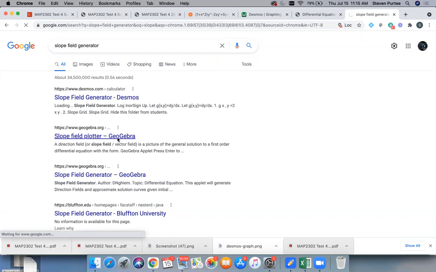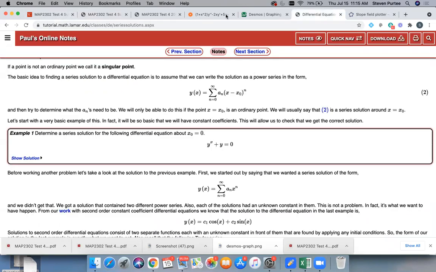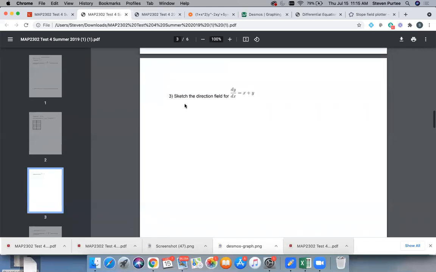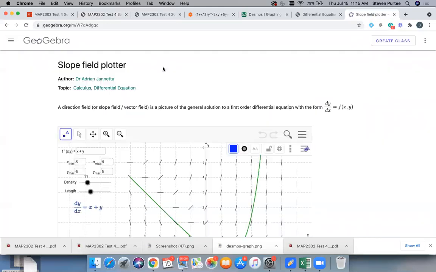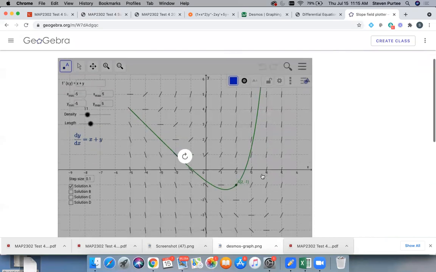If I remember right, the GeoGebra one I like better. So, I mean, I can see what it looks. Oh, look, that's the one that it has in there naturally. Like that's the default is X plus Y, the one I'd put on the test.